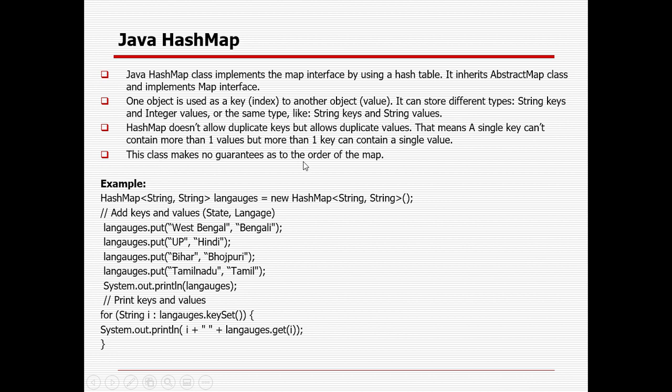Every state in India or any other country will have some local language. Any state can have multiple languages as well. So I will try to implement the same thing. You can implement a telephone directory, a student roll number and name, or, if you want to implement a double and integer, it can be employee name and salary. So that's what we deal with in a HashMap.